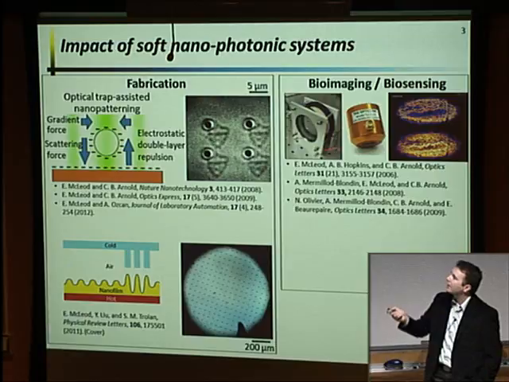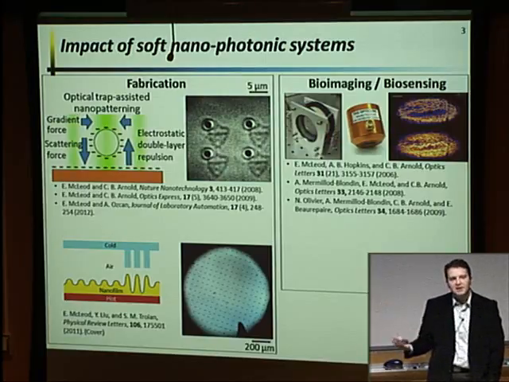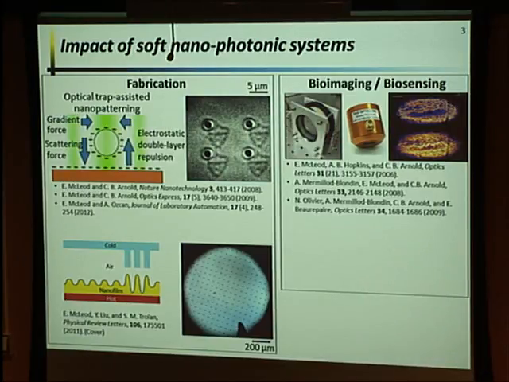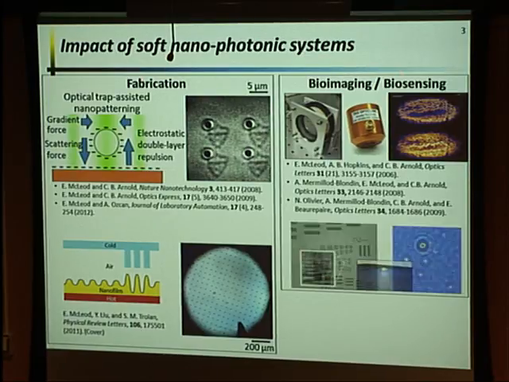So this is an example of combining it with a two-photon microscope, where we're imaging a Drosophila embryo, and you can get different sorts of images when you use this high-speed lens compared to a normal lens. So I'm not going to go into too much detail about these. I just wanted to give you a flavor of what I mean by these soft nanophotonic systems.